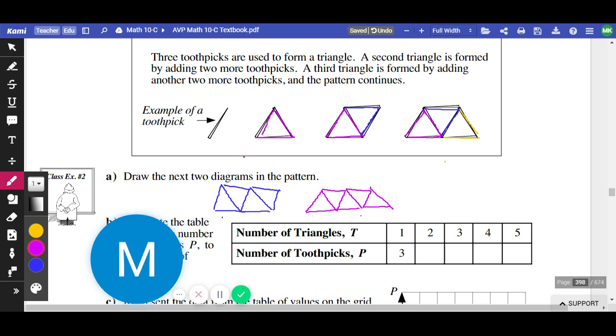This is following a linear pattern, right? Meaning that every time I add 2 more toothpicks, I gain 1 more triangle, and that relationship never changes. It just continually grows like that.